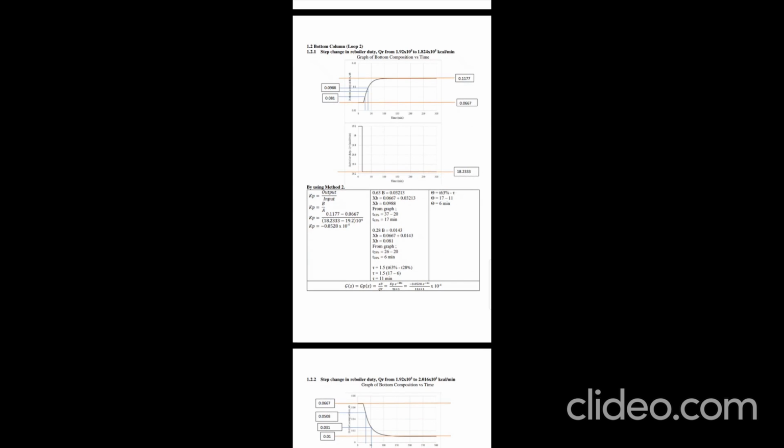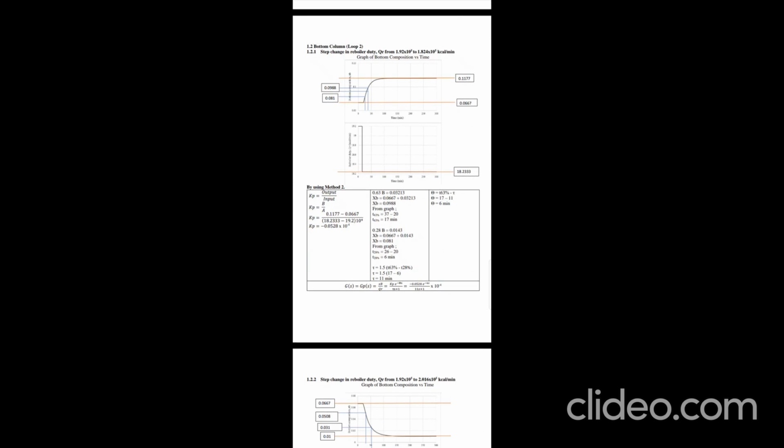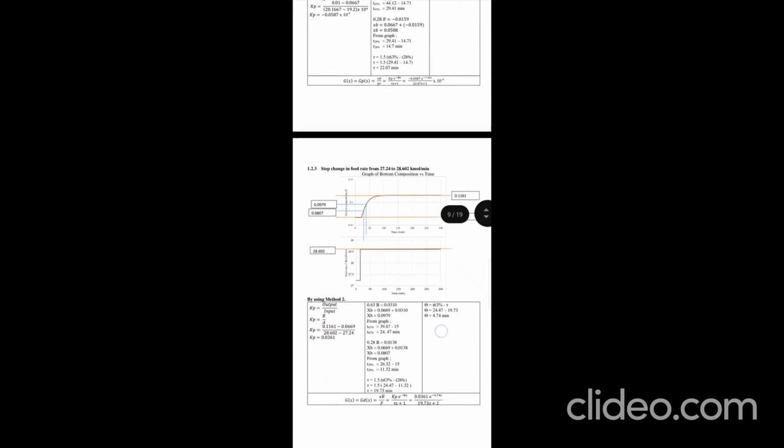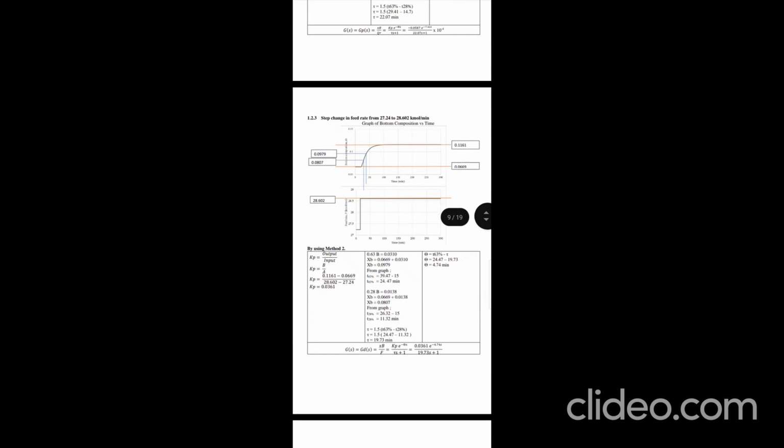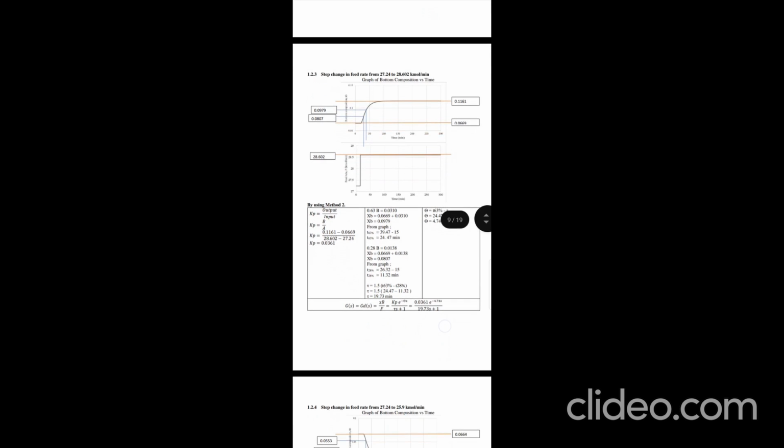For the bottom column, there are 6 first-order plus time delay transfer functions. By using the second method in the reboiler step-down process, we obtain a transfer function GPS equals negative 0.0528 e to the negative 6s over 11s plus 1, multiplied by 10 to the power of negative 4. In the step-up process, we obtain negative 0.0587 e to the negative 7.42s over 22.07s plus 1, multiplied by 10 to the negative 4. For the feed rate, using the second method, we obtain GDS equals 0.0361 e to the negative 4.74s over 19.73s plus 1.